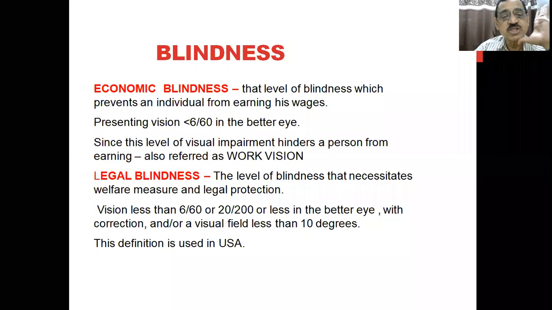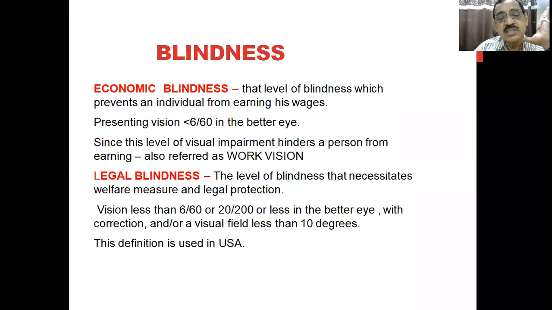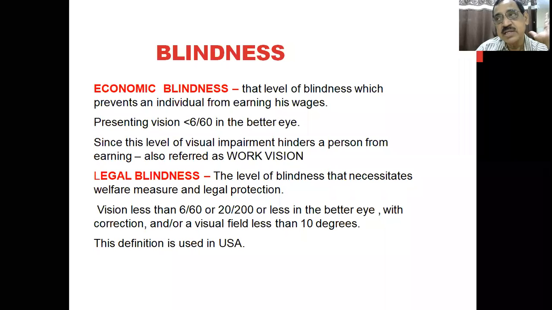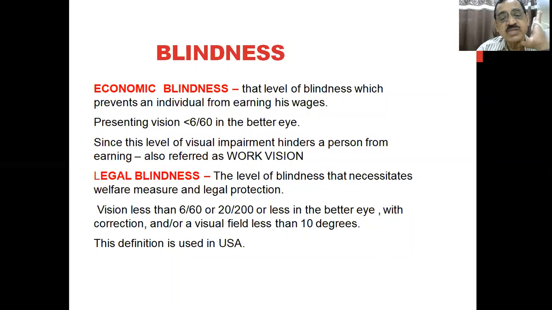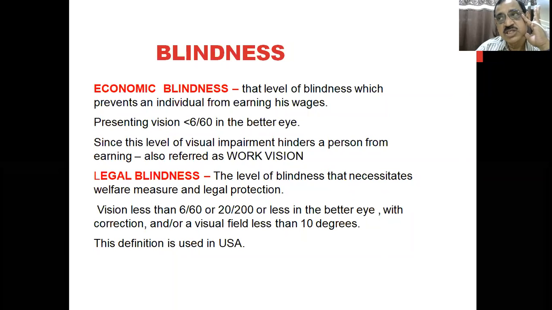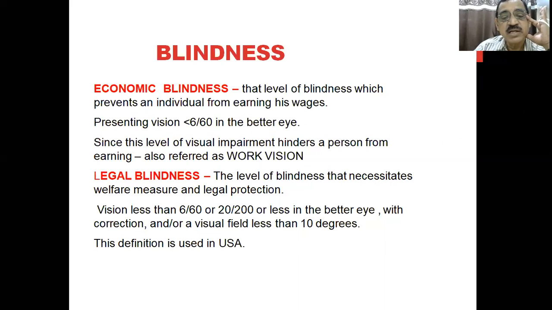To recapitulate what was told, economic blindness is presenting vision less than 6/60 in the better eye, the level of blindness which prevents an individual from earning his daily bread and butter or his daily wages. That's the reason it is also called work vision. The second one is legal blindness. The vision here is 6/60 or 20/200, or visual field less than 10 degrees. This level of blindness necessitates welfare measures and also legal protection for these people. And this definition is most often used in the United States of America.